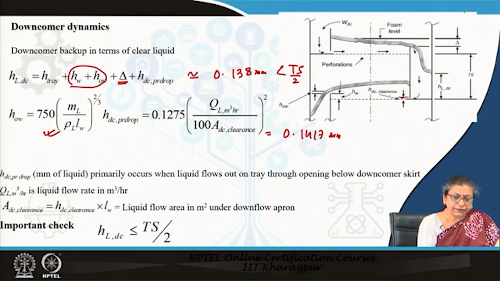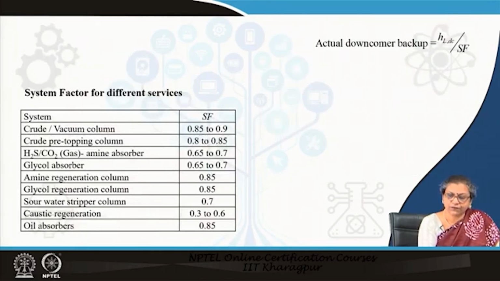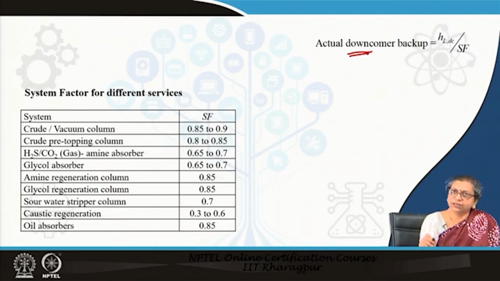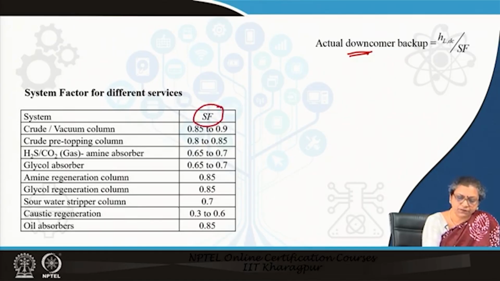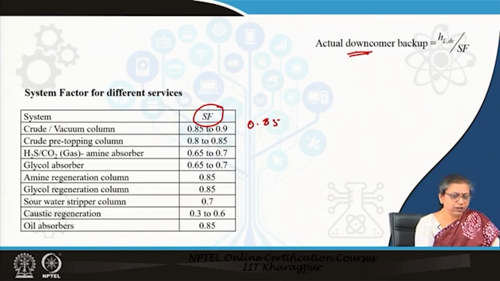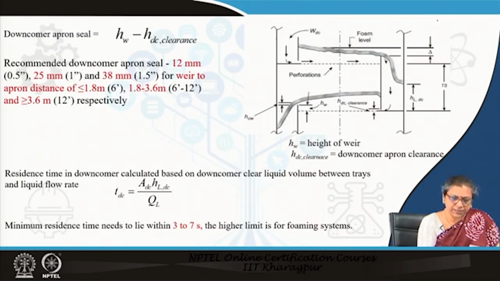The next thing, one thing you need to remember here, is that the HLDC you have calculated, the actual downcomer backup will be somewhat more than that. Why? Because in reality a frothy mixture comes in the downcomer. So, if there is a lot of froth, then to calculate the actual downcomer backup, you need to consider the system factor. For our case, we can consider SF to be around 0.85 and calculate the actual downcomer backup. Anyhow, we will find that it will also be less than half of the tray spacing.